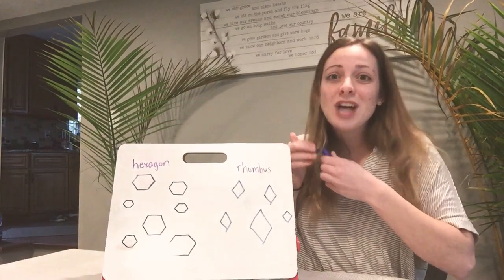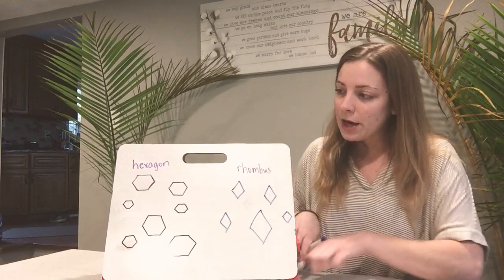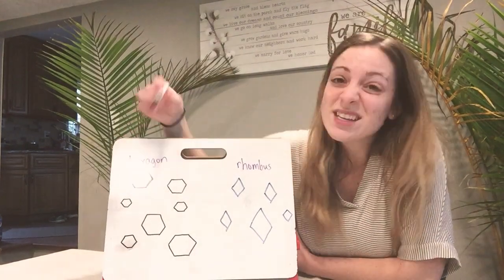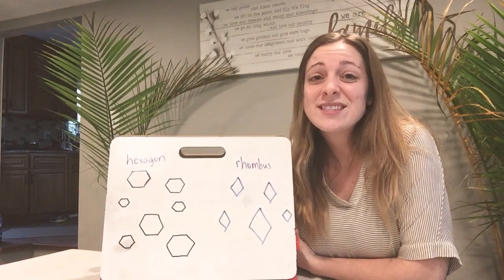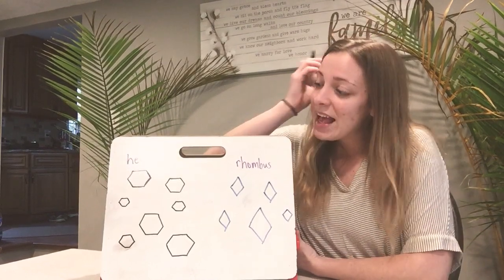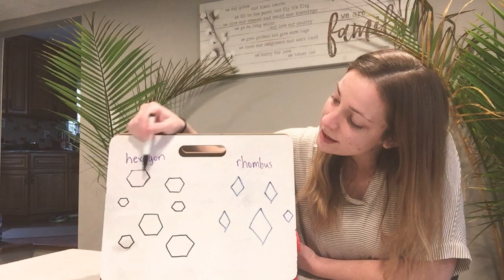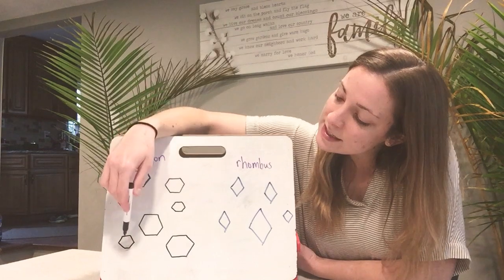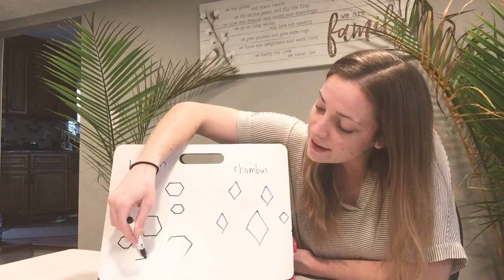Here's rhombus. Our job is to count how many of each shape we have and then find out how many we have all together. So let's start with our hexagons. And remember, all of these have 6 sides. It doesn't matter how big or small the shape is, as long as it has 6 sides, it's still a hexagon. Did you know that? Awesome. So count with me to see how many hexagons we have. Are you ready? 1, 2, 3, 4, 5, 6, 7. That's right. So Miss Fisher's going to write 7 right down here.